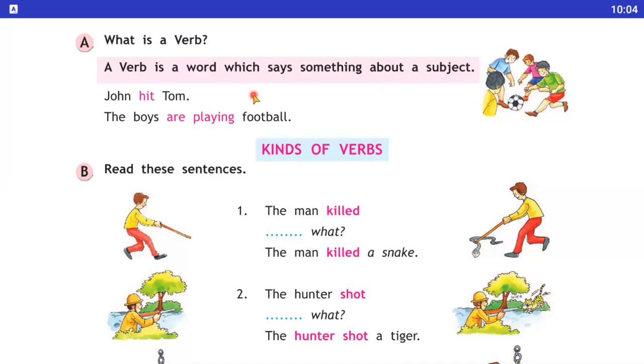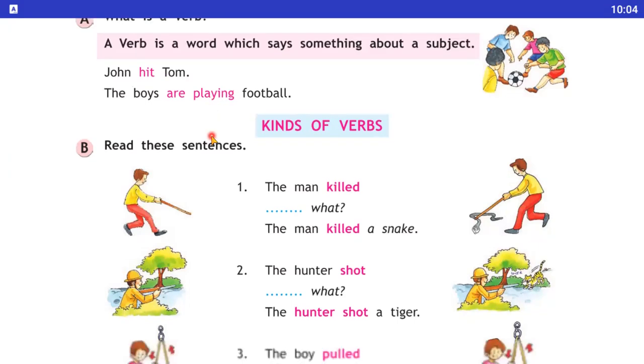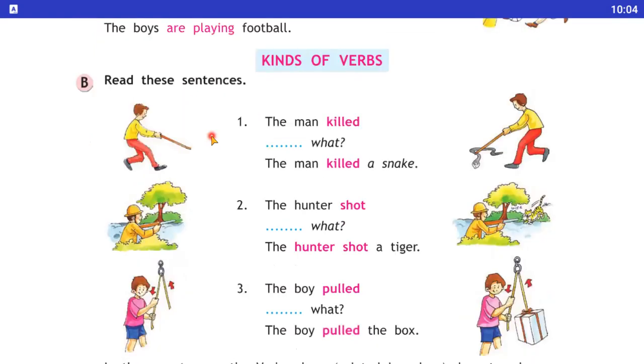Here is an example: John hit Tom. Okay, the boys are playing football. In the two sentences, we have to notice the verbs: hit is the main verb, and in are playing, are is the helping verb and playing is the main verb in this sentence. So in this chapter we will study the two categories of the verb: transitive verb and intransitive verb.